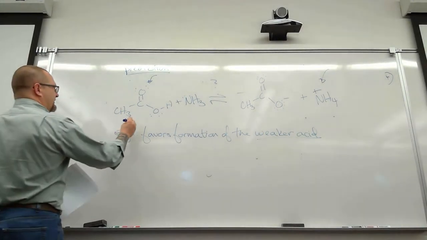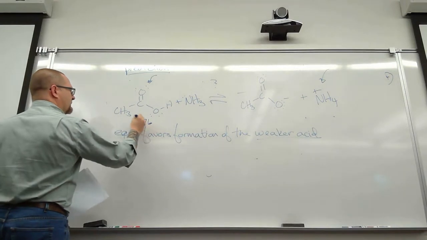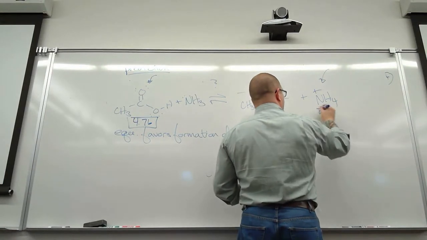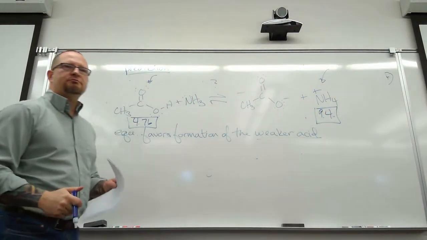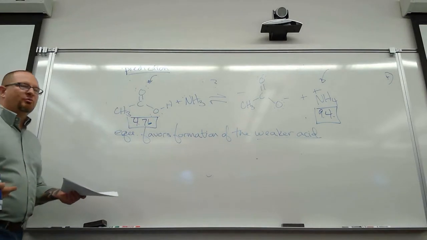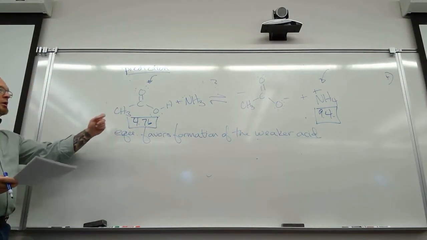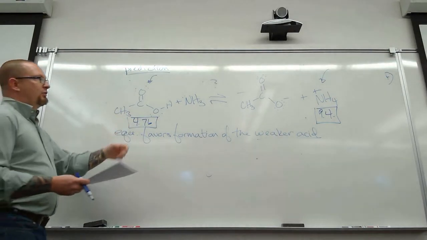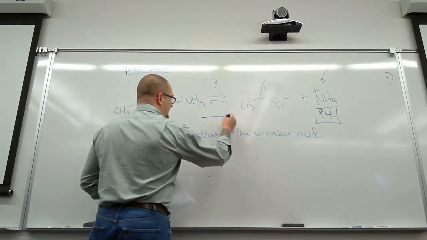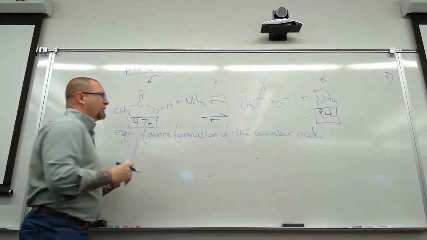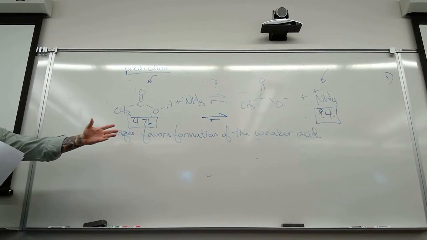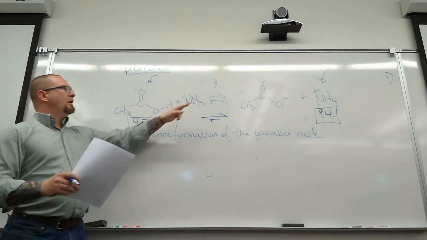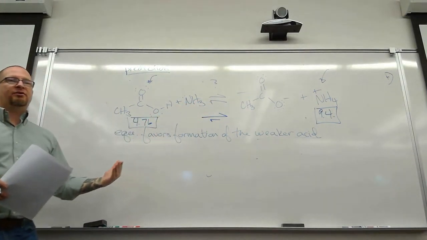But in this case, this is 4.76 for the pKa, and the ammonium over here is 9.4. Still a reasonable acid, just not as strong as the acetic acid. Therefore, the equilibrium will tend towards products as written. So this is how you can determine what's favored: you can get into a table and pull up pKa's.